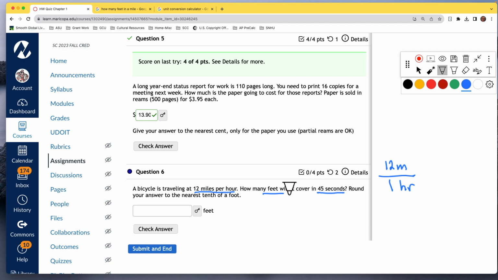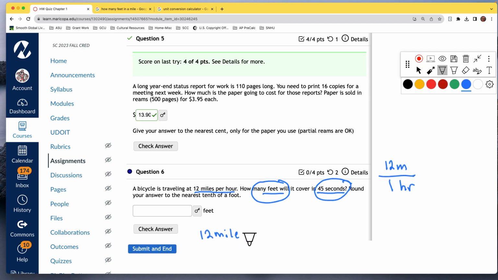We actually have to convert, so we're looking to convert miles into feet, and we're looking to convert hours into seconds, right? Because that's what we want the units to be. We want things to cancel out. There's a time conversion here and a distance conversion. Which one should we start with? Distance? Sounds good. So we could go with the 12 miles.